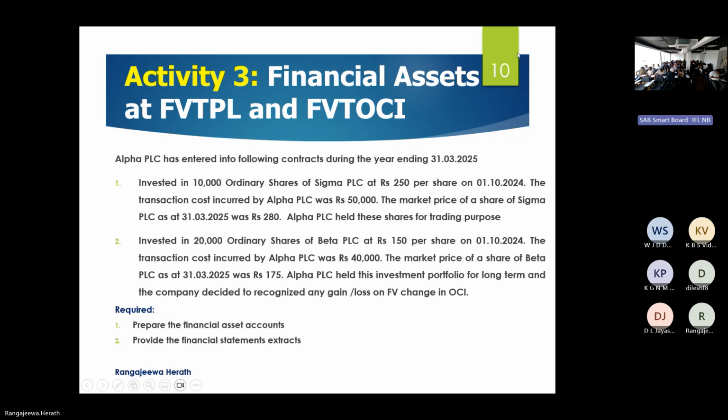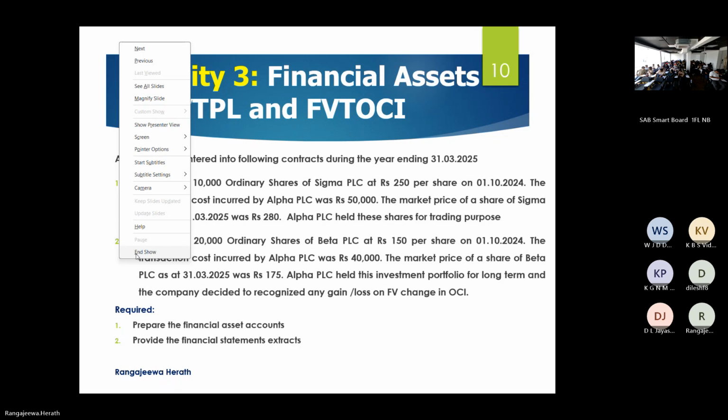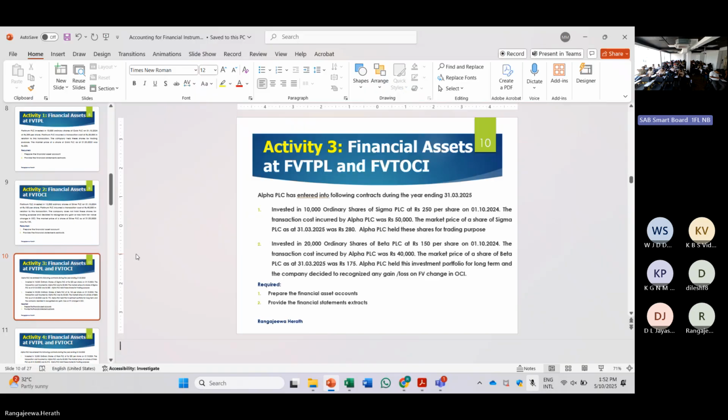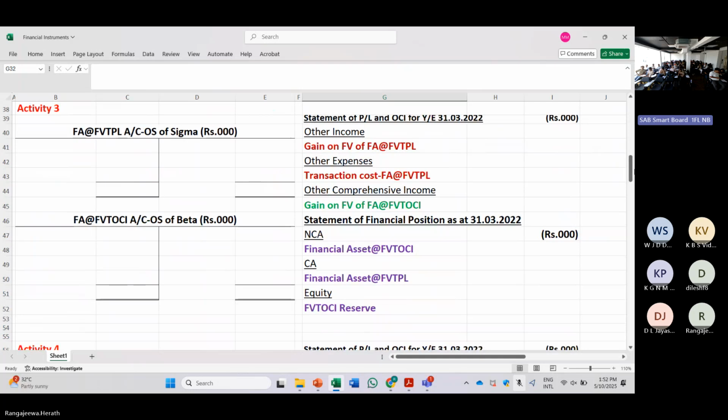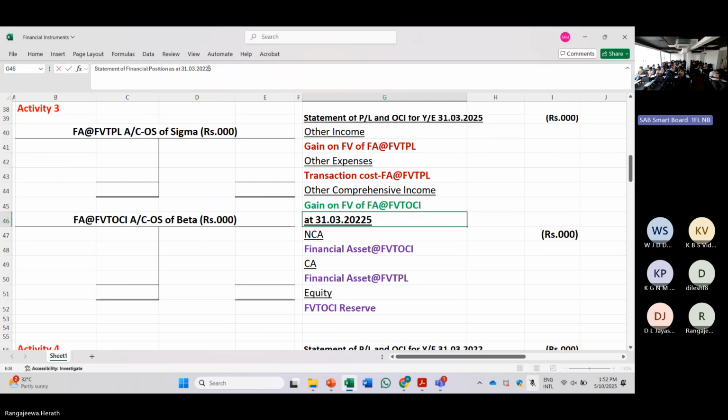Okay, shall we see? Right. Our activity 3, we need two accounts, right? Fair value through P&L, that is investment in ordinary shares of Sigma. Fair value through OCI, investment in ordinary shares of Beta. And statement of profit or loss and statement of financial position, we can have the extract later. Now, first we can prepare the account.